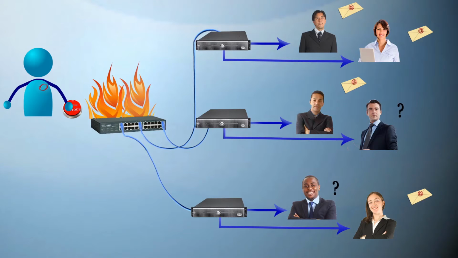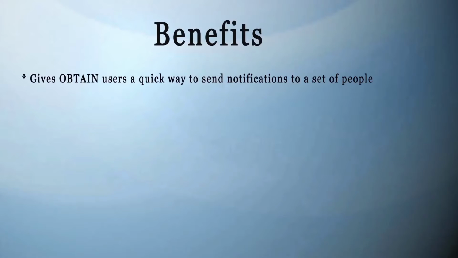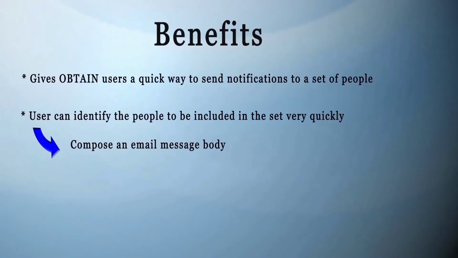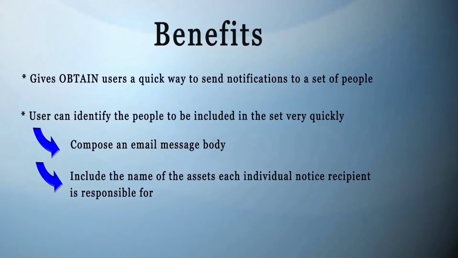This video will highlight how to prepare for and use this new Obtain capability. The Notifications feature gives Obtain users a quick way to send notifications to a set of people. The benefit of this feature is that each user can identify those people to be included in the set very quickly, compose an email message, and have that message include the name of the assets each individual notice recipient is responsible for. Over the next few minutes, we will learn how to set up Obtain to send notifications to people who need to be made aware of changes to specific pieces of equipment.